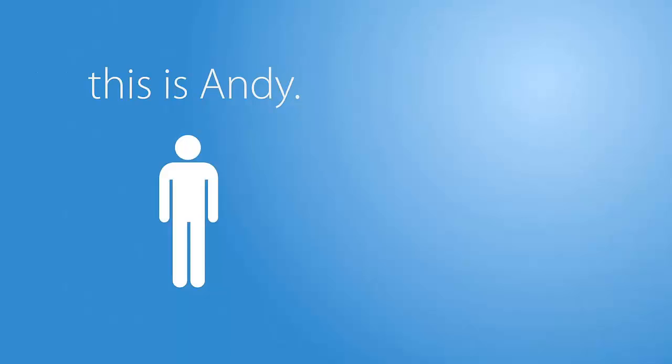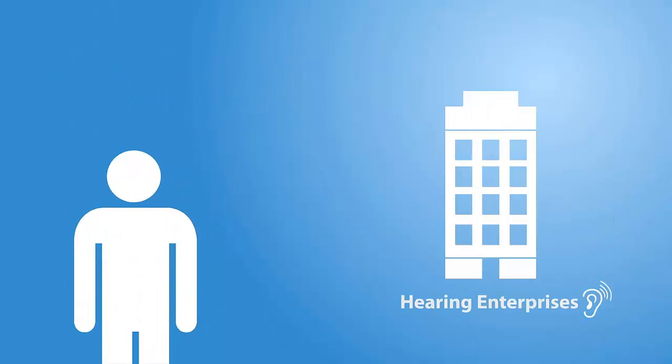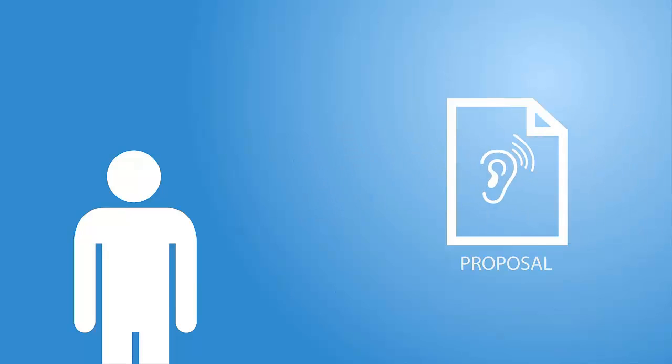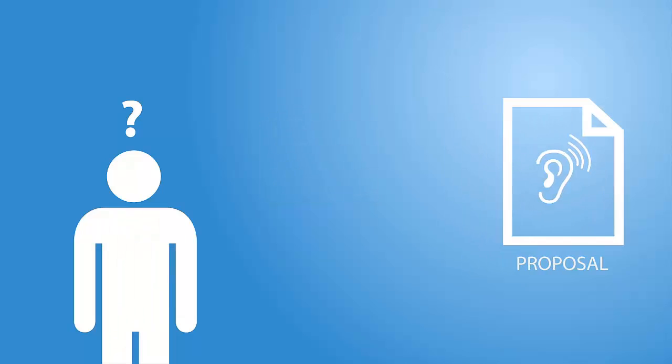This is Andy. Andy works for a company that makes hearing aids. He's trying to figure out where to store a new proposal he created. The most common way to organize documents is by saving to folders. But how is Andy supposed to know where to save his proposal so that anyone can access it later?